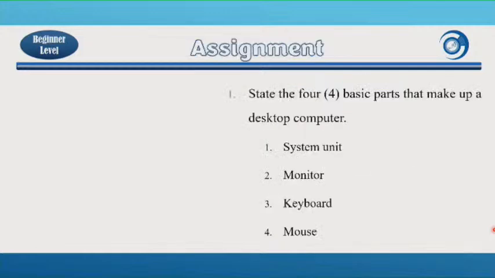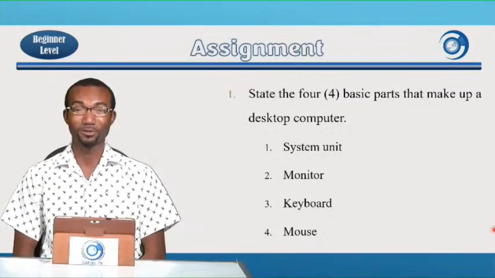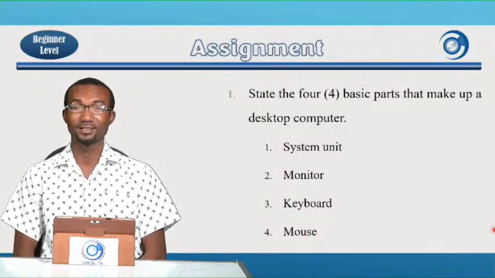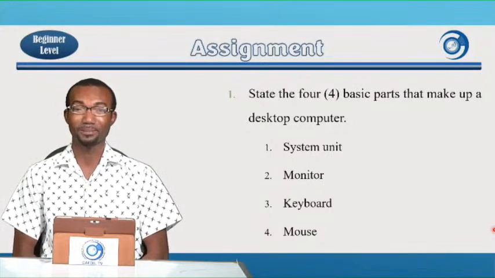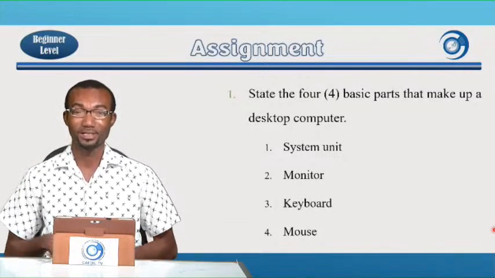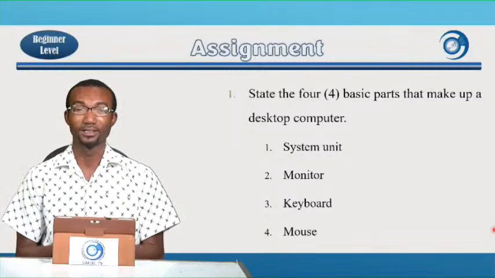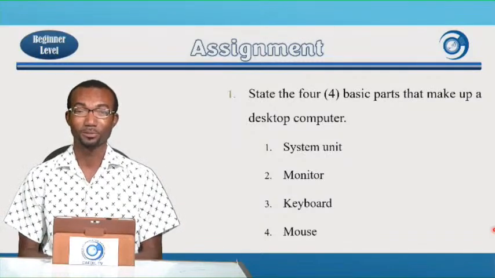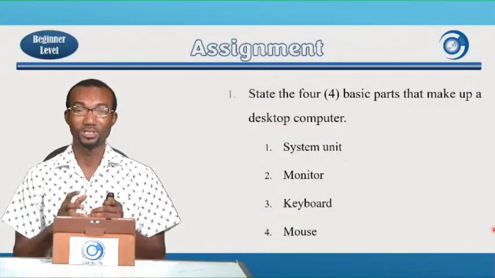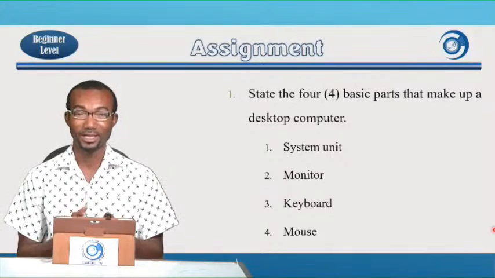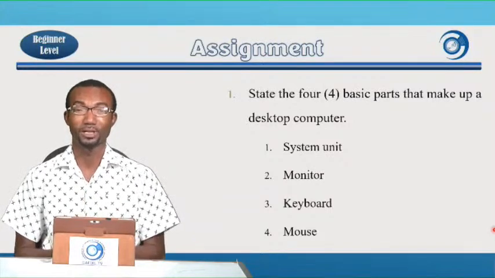The last lesson was on desktop computers as a form of personal computer. In the assignment, we said, state 4 basic parts that make up a desktop computer. When you talk about a desktop computer, you need a system unit, monitor, keyboard, and then mouse. So these 4 components make up a desktop computer.